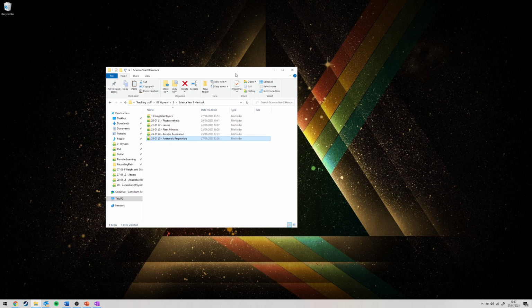Hello, you're right. Today's lesson is going to be anaerobic respiration. Here's the work folder. What I've done is I've tidied it up a little bit. I've put the old topic in this folder, so if you need to go back to any of the old lessons, they'll be in here. Now here is today's lesson, anaerobic respiration.